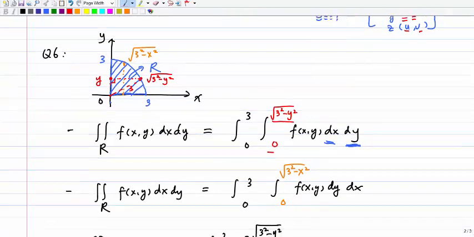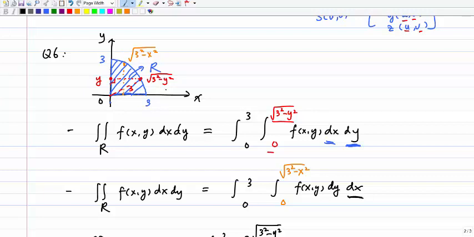The second part says I'm going to switch that one. What if I switch the order to dy first and then dx? Okay. So if I do the dx, first I want to figure out what is the lower bound and upper bound for x. If you scan it through, your x can start from 0 until you reach 3.